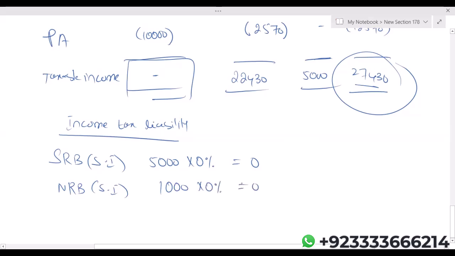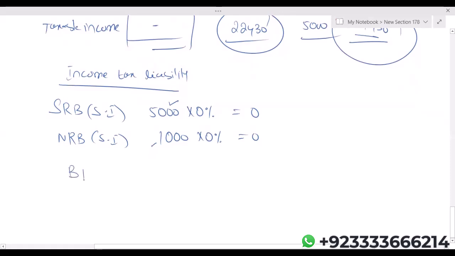Okay. So from 22,430, which is your taxable savings income, out of this 22,430, 5,000 we have taken in the starting rate band, and 1,000 in the nil rate band. So 22,430 minus 6,000. The remaining amount is 16,430, which obviously falls in the basic rate. The applicable tax rate is 20%, which gives 3,286.